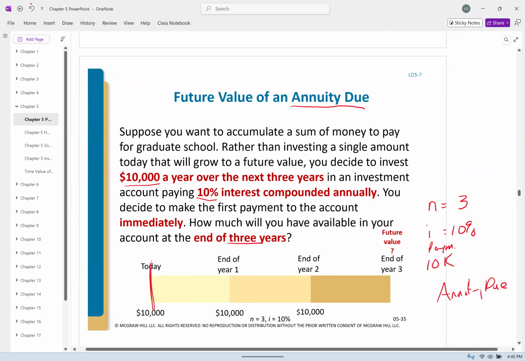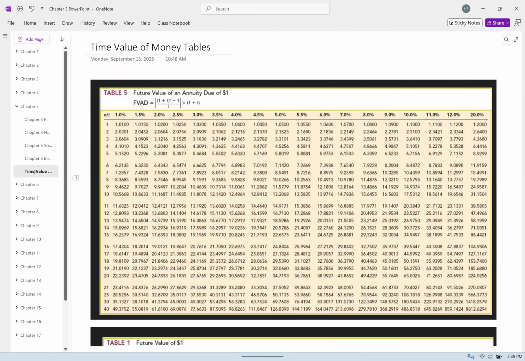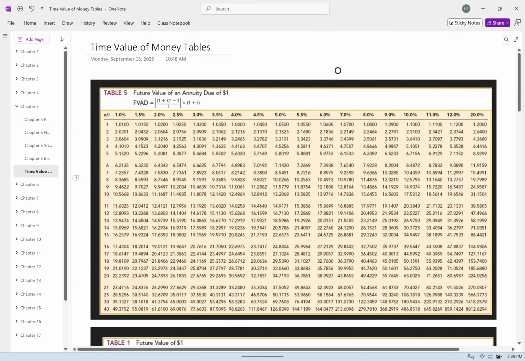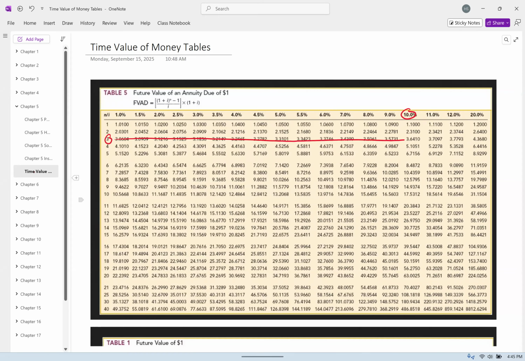So let's go over here and we are going to look at future value of an annuity due. That's our very first one. We have 10%, 3 periods. And we grabbed that factor, 3.6410. Okay, that's the factor I need.